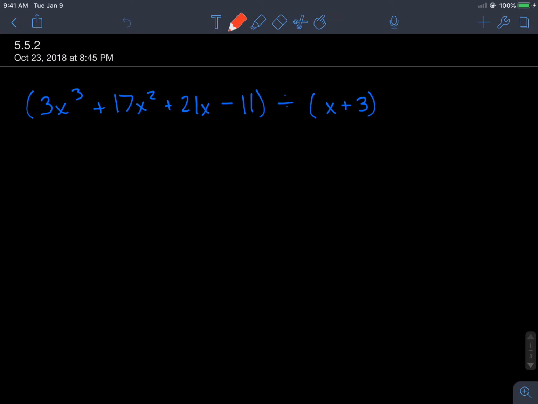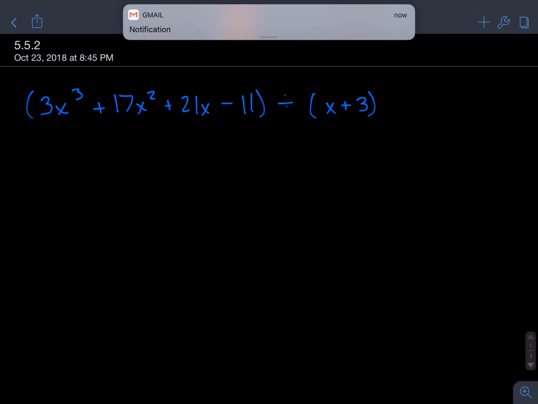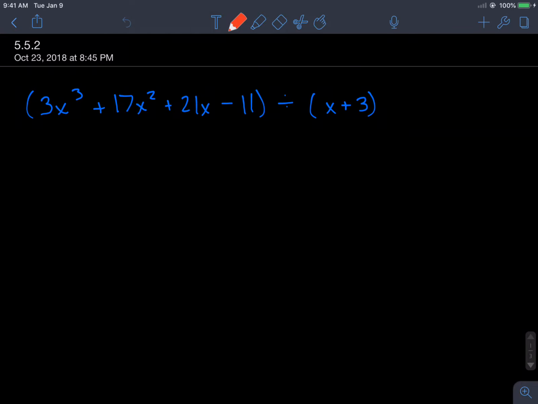Synthetic division is a shortcut way to do long division, but it only works if we want to divide by something like x plus 3 or x minus 5, something where this is a factor and we have a 0 that goes with it. So we've talked about factors and zeros before.